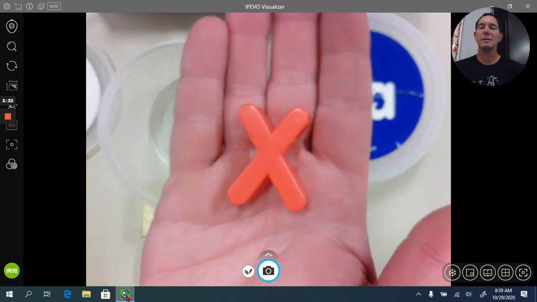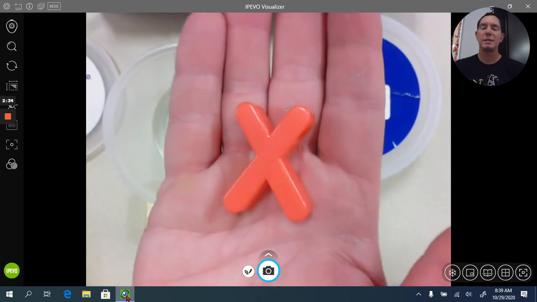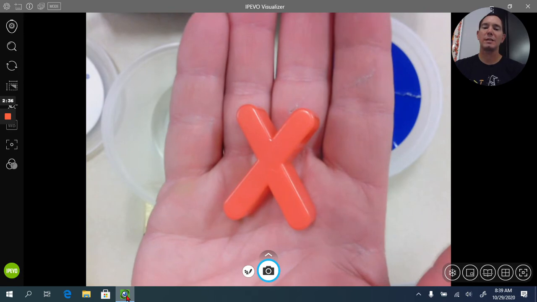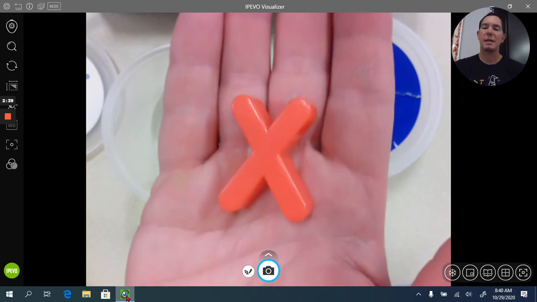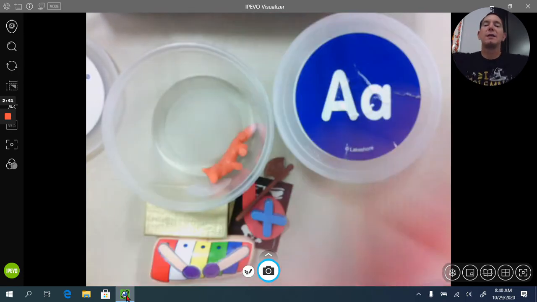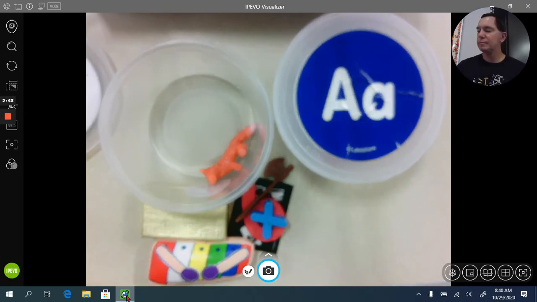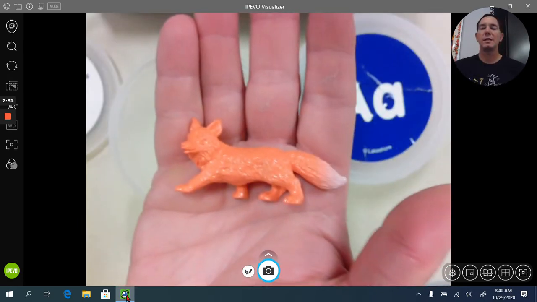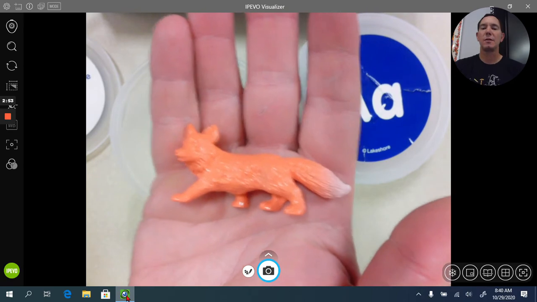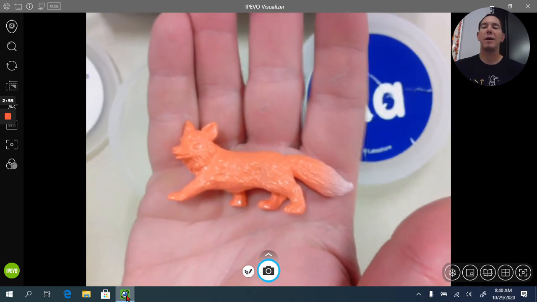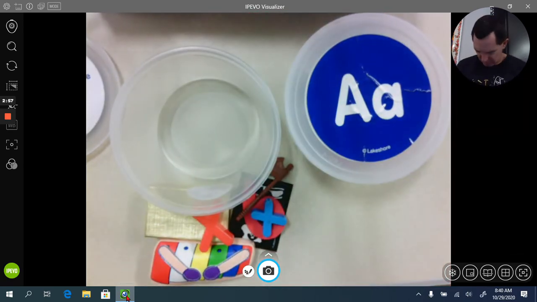What letter is this? X. Is this an uppercase X or a lowercase x? It's an uppercase X. What sound does it make? X. What is this? It's a fox. What sound do you hear at the end of fox? X.